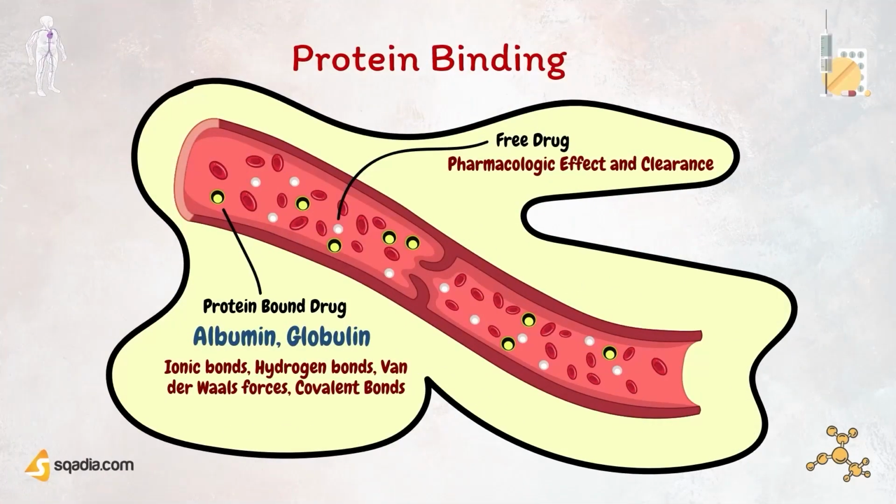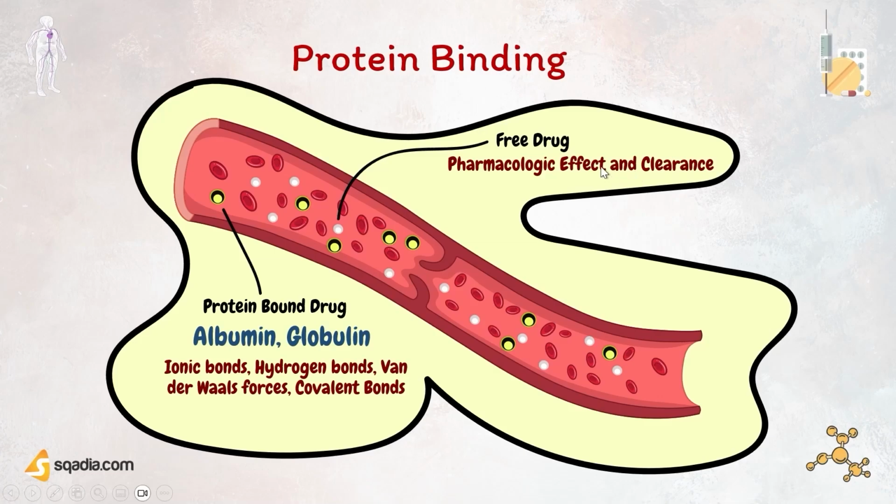Now the next factor is protein binding. Plasma protein binding is one of the important factors that can affect drug distribution in the body. When a drug is administered, it can bind to various proteins in the plasma such as albumins and globulins. The extent of plasma protein binding can affect the amount of free drug available to distribute in the body. The protein-bound drug will not show any pharmacological effect or clearance, while the free drug present in the bloodstream will show pharmacological effect and clearance.